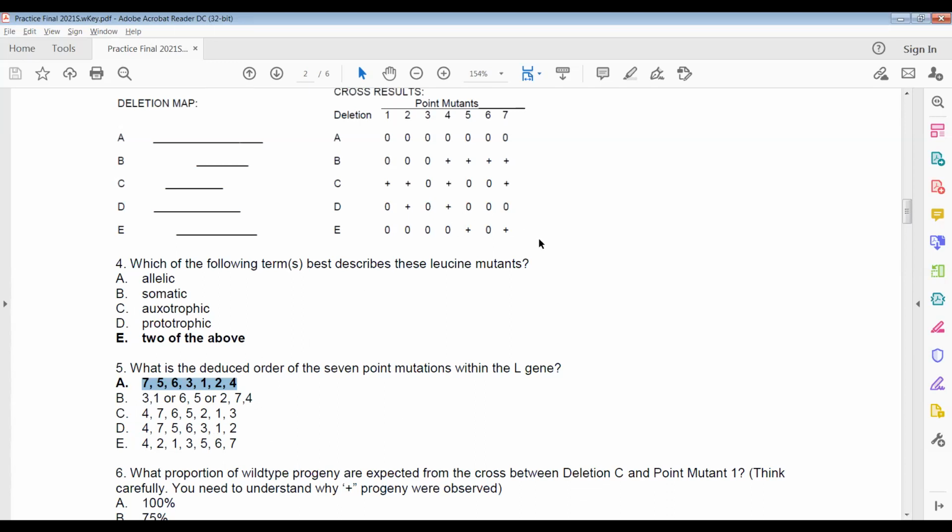I don't think I need to spend time on this, because everybody should be able to do this by yourself. Otherwise, there's a problem in the final. You will see a problem like this, and you need to know how to find the right order using the deletion map and the data in the table.